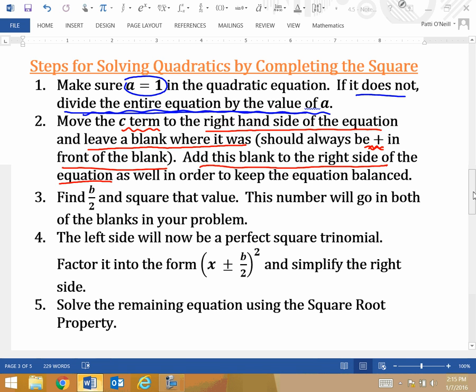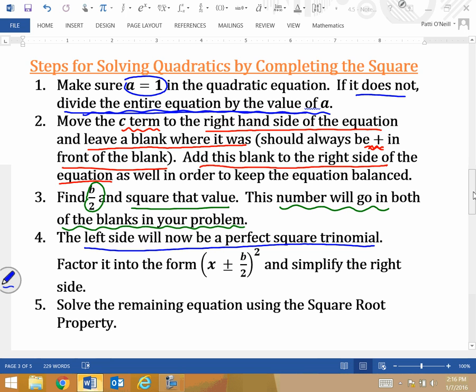Next, we're going to do what we just did in the previous problem. We're going to take half of b and square that value. That number is going to go in both of the blanks that are now in your problem. And by doing that, you just created a perfect square trinomial on the left-hand side. So that left-hand side will now be a perfect square trinomial, and you can factor it into that form, x plus or minus b over 2, squared.